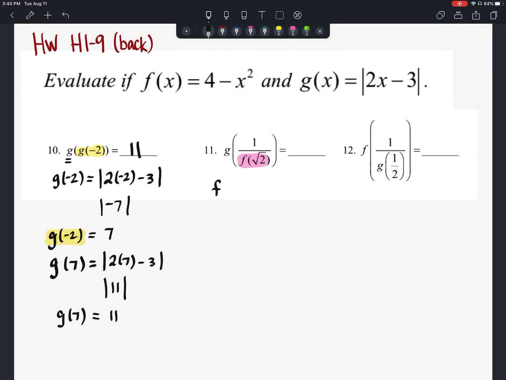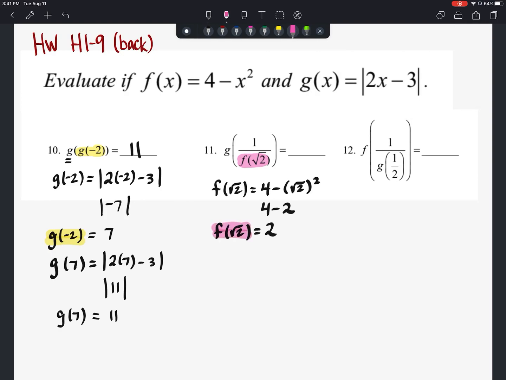I'm going to say f of radical 2 should equal 4 minus radical 2 squared. Well, radical 2 times radical 2 is radical 4, which is 2. So this is the same thing as 4 minus 2, which is 2. So f of radical 2 is equal to 2.